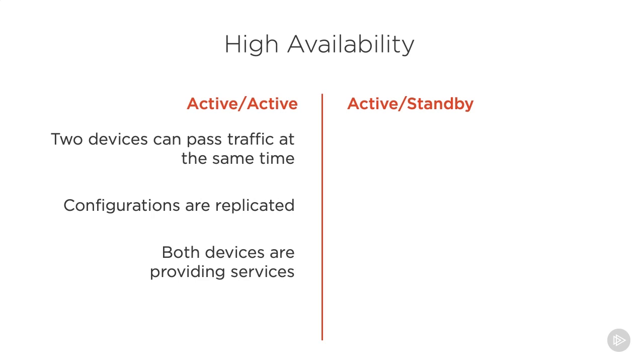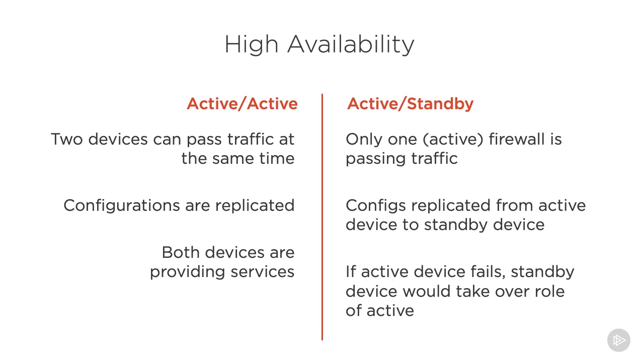Zone-based firewalls, just like any firewalls, should be designed and deployed in high availability mode, or HA mode, if that functionality is required. High availability can be configured in either active-active or active standby mode. We're going to mention these modes a lot throughout this module, so let's define them real quick. In active-active mode, two firewalls or other devices have the ability to pass traffic at the same time. Their configurations are typically replicated, and both can provide services, sometimes in a load-balanced way. In an active standby configuration, only one firewall is passing traffic and considered active, while the configurations are replicated over to the standby device. Upon failure of the active device, the standby one would take over and begin passing traffic.